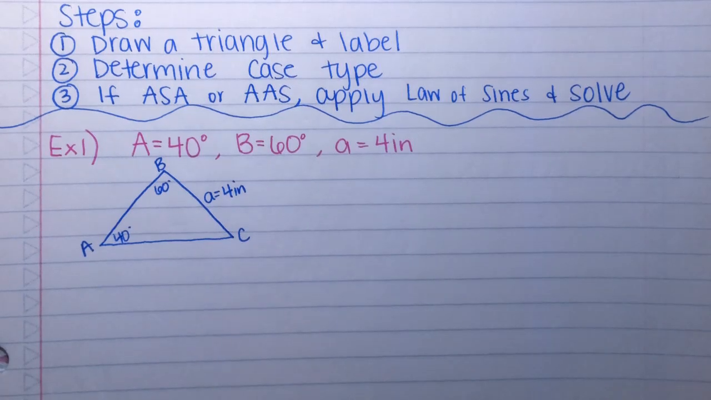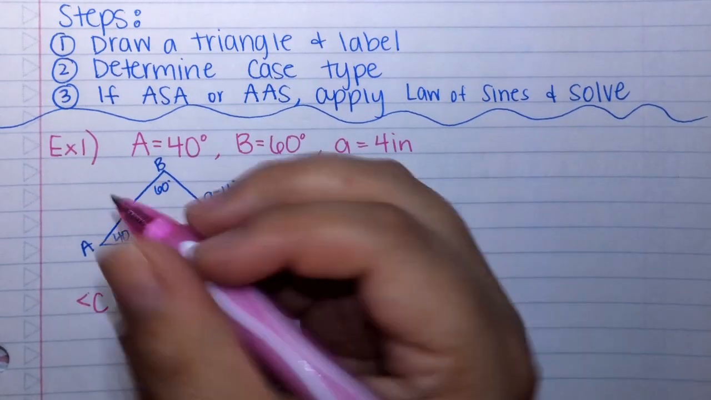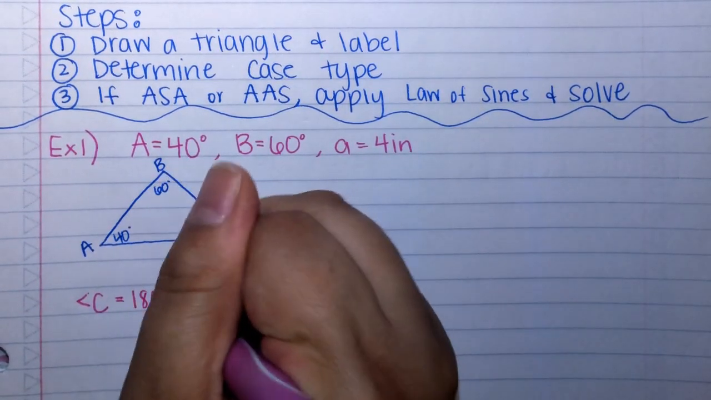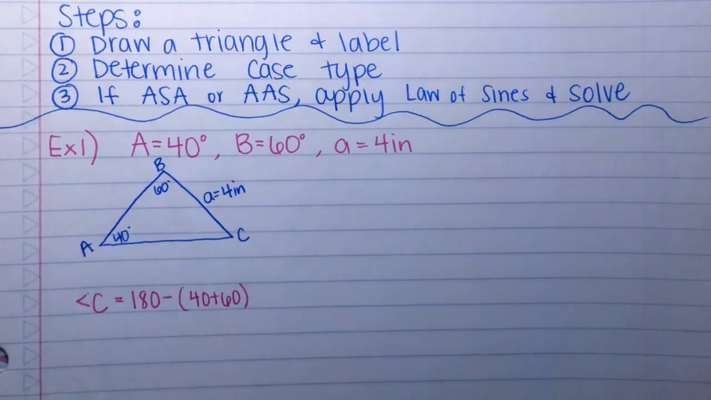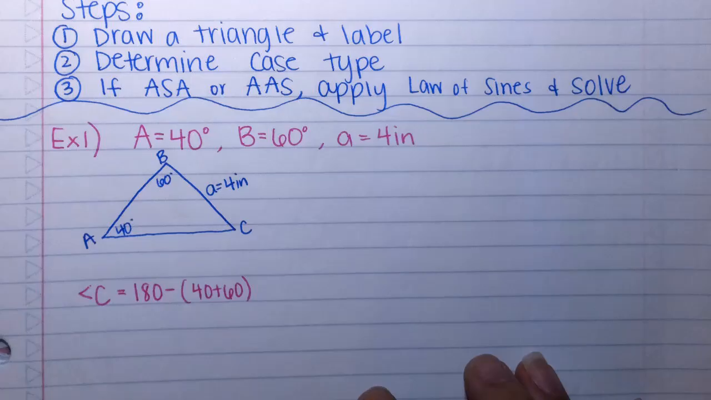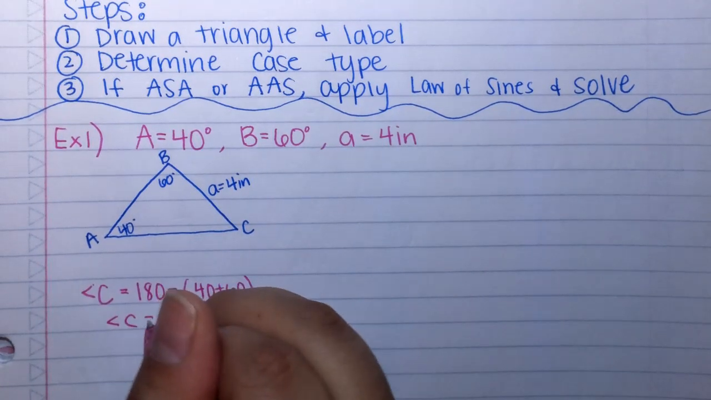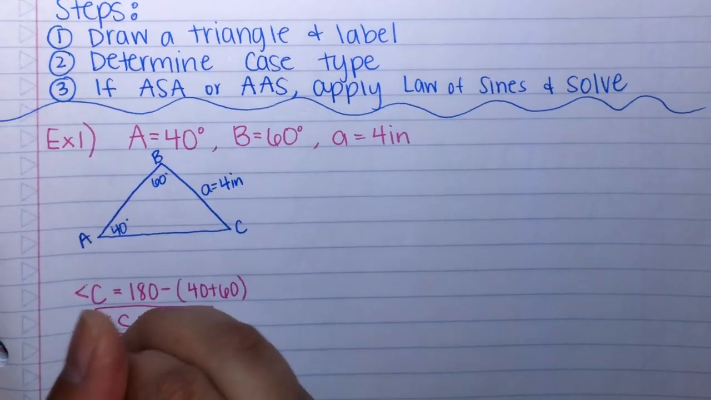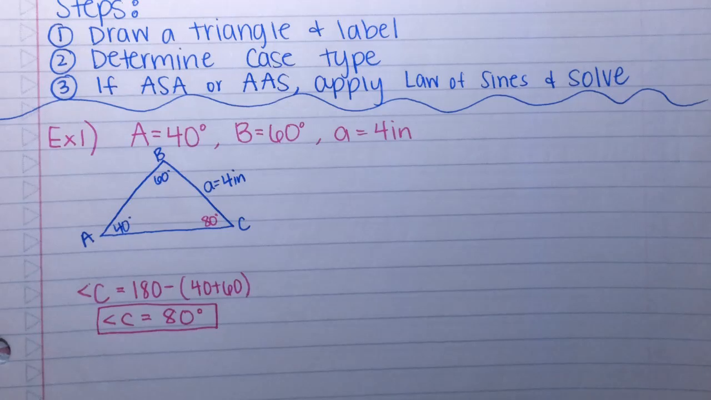What would be the easiest thing to find first? How do I find angle C? Add them up and subtract from 180. I know I'm going to do 180 minus 40 plus 60. What's 40 plus 60? Minus 180. Angle C is 80 degrees. Does everybody in here feel confident about that? Cool. We got something.